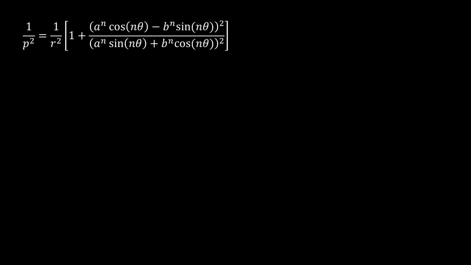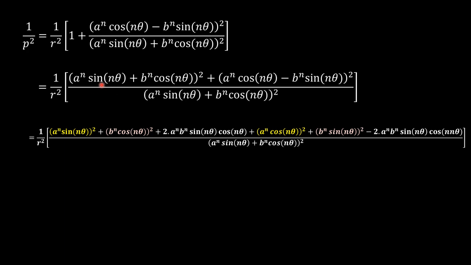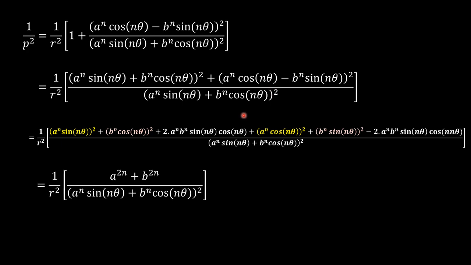From the previous slide, 1 by p square is equal to 1 by r square into 1 plus a to the power n cos n theta minus b to the power n sin n theta whole square divided by a to the power n sin n theta plus b to the power n cos n theta whole square. So just taking the common denominator and observing the terms, the first term of the numerator is of the form a plus b whole square, right? And that of the second term is a minus b whole square. So expanding the square and observing sin square n theta plus cos square n theta is equal to 1.